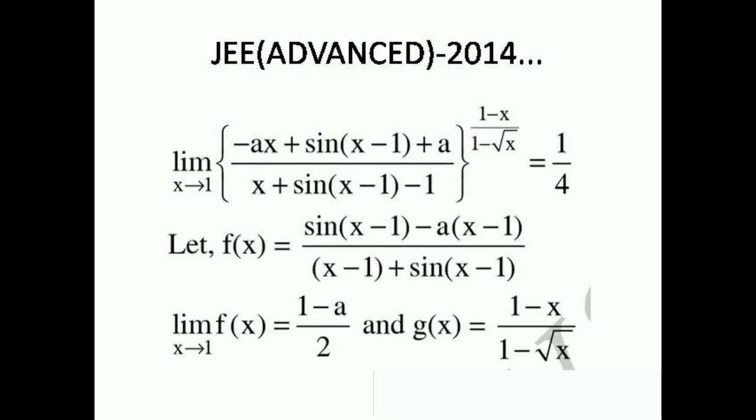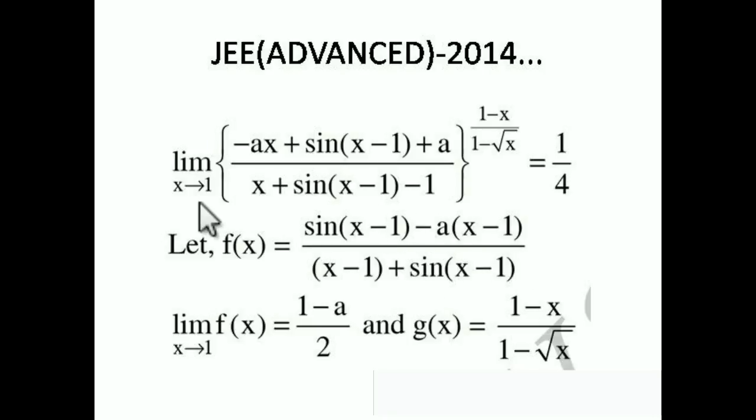So we have this limit, x tends to 1, of -ax + sin(x-1) + a, upon x + sin(x-1) - 1, whole raised to this power. Now here you can take a as common, so minus a is common and you have x minus 1 in the bracket. Similarly, x minus 1 plus sine of x minus 1. As x minus 1 is there everywhere, you can evaluate this limit.